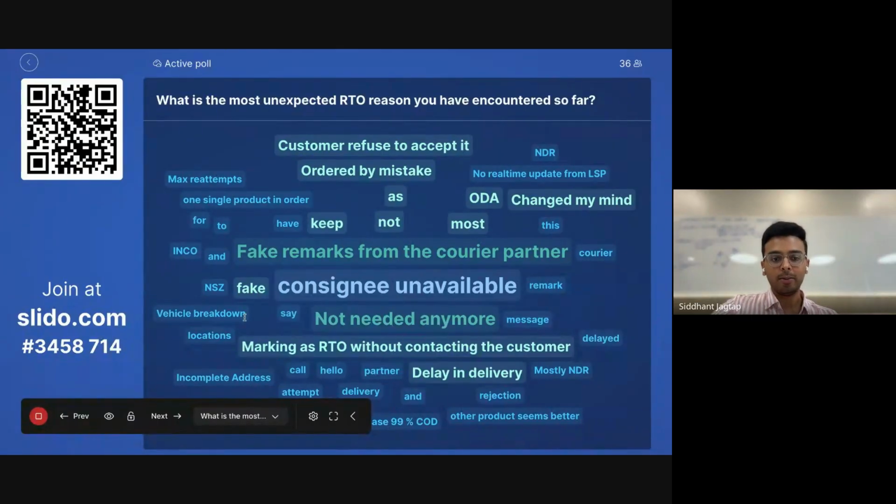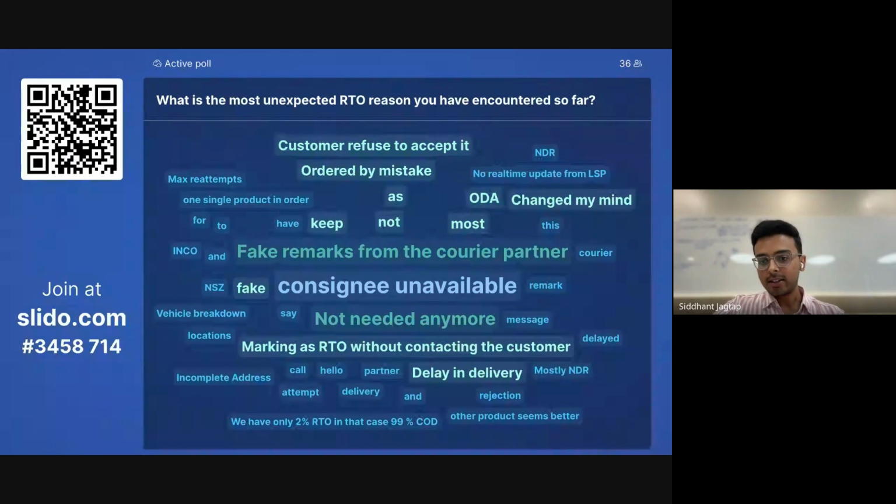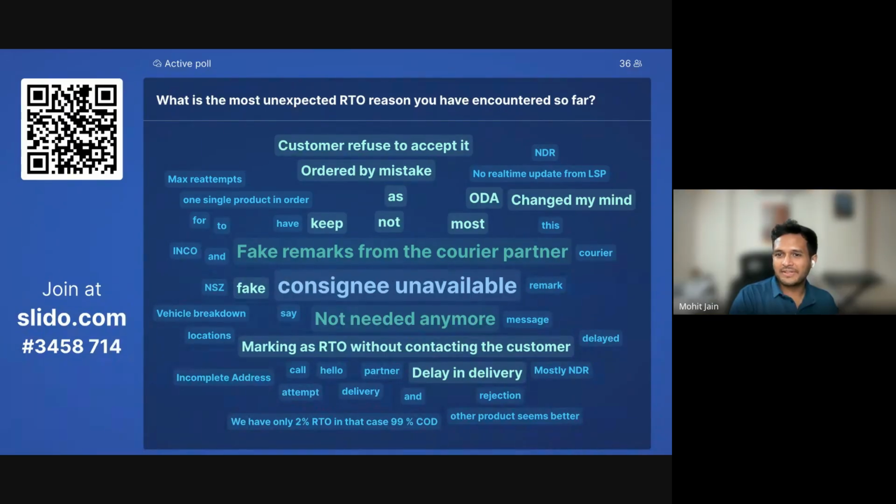Oh, I can see vehicle breakdown also. That's an interesting reason. Great, great. Cool. I think we have one more question in the chat. You can maybe type in your question. We'll have a proper Q&A at the end.